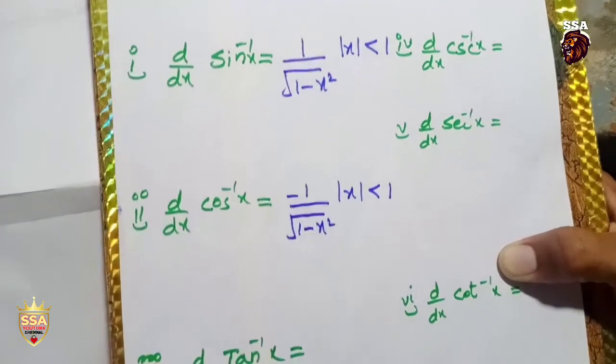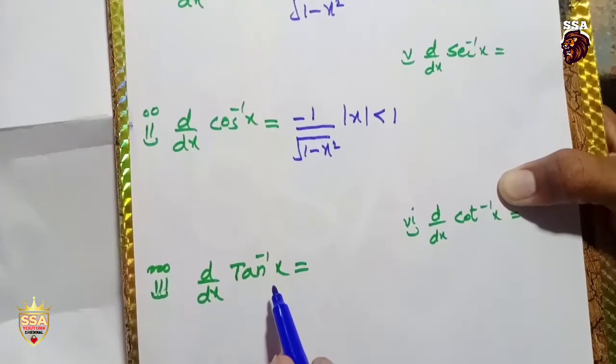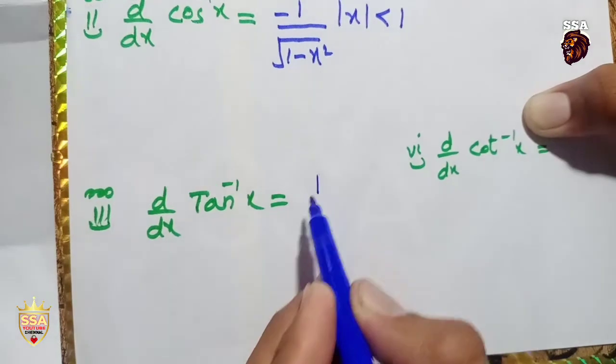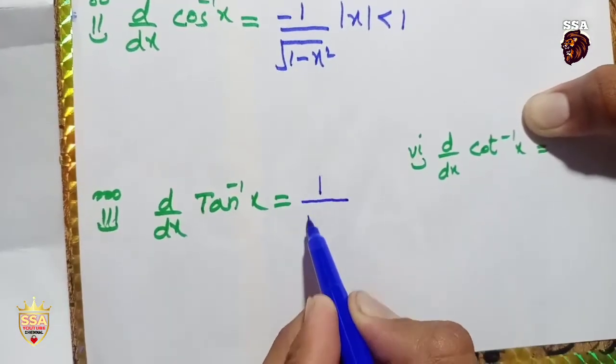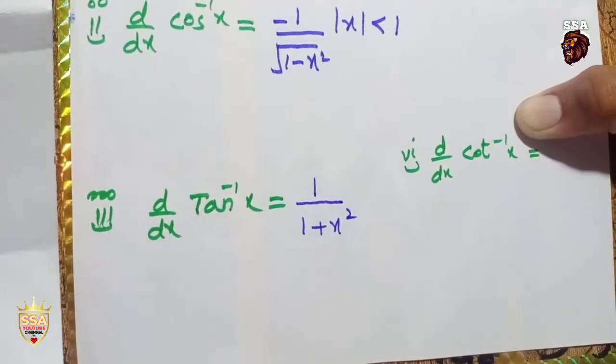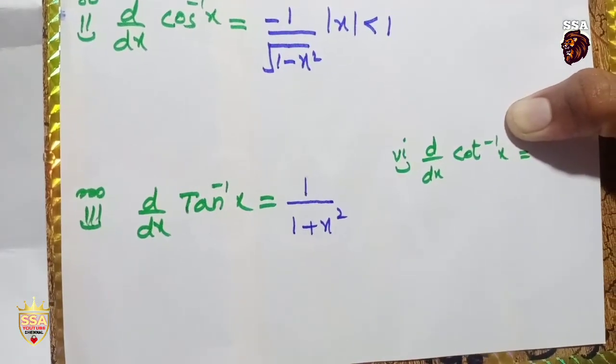And third is derivative of tan inverse x is equal to simply 1 over 1 plus x square.